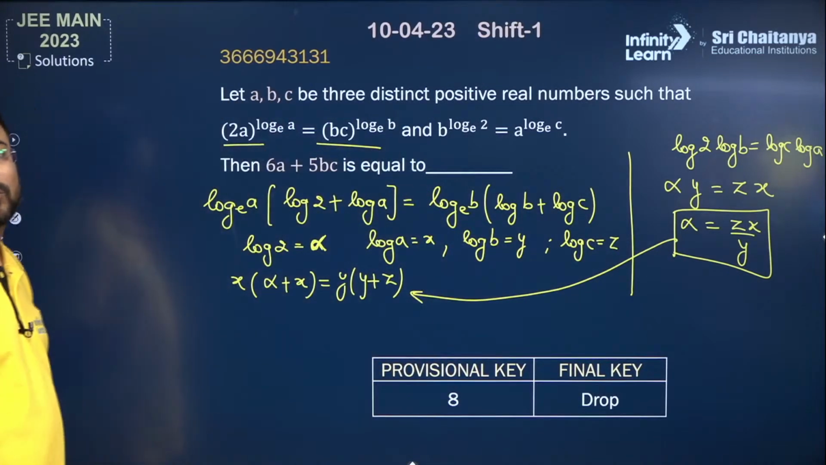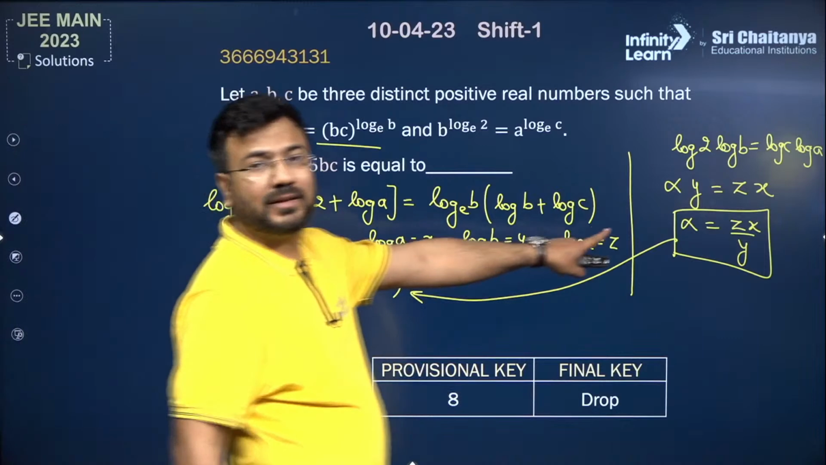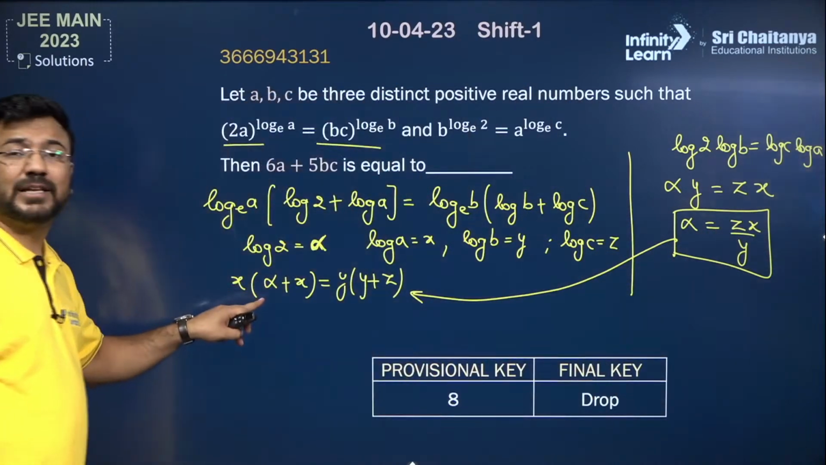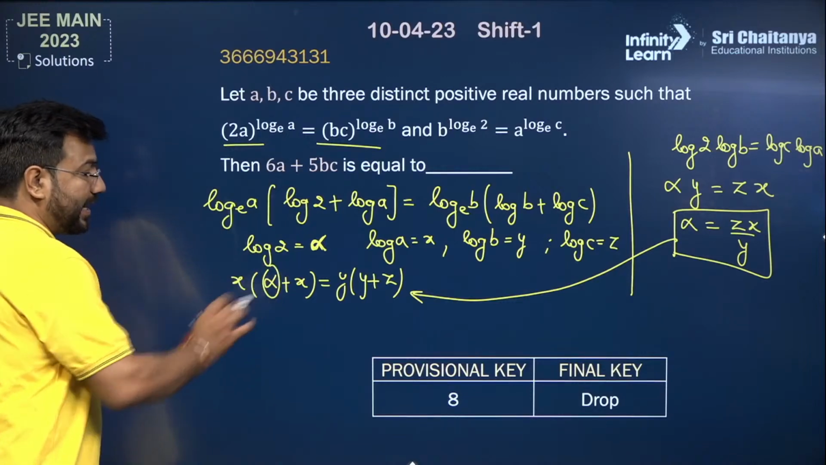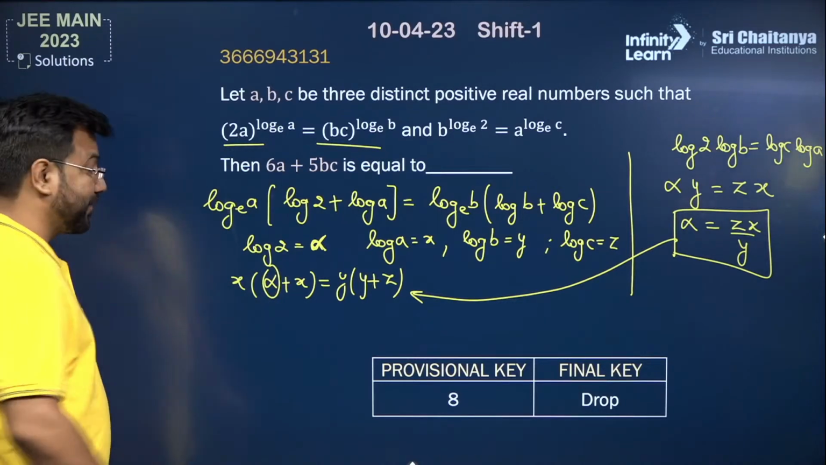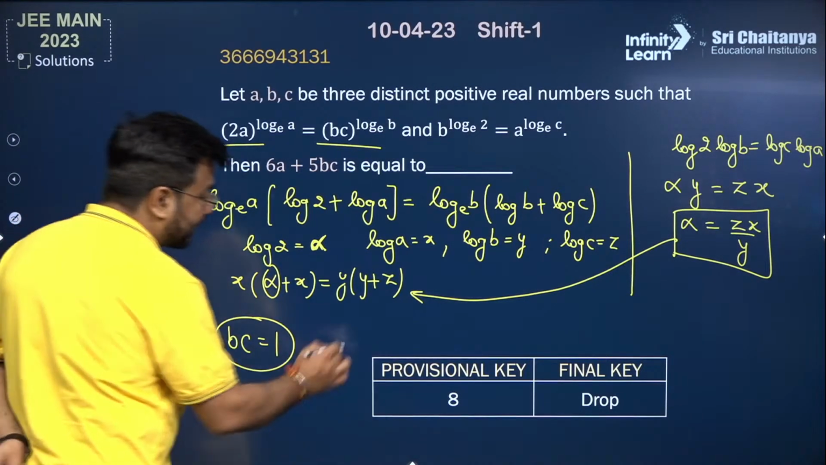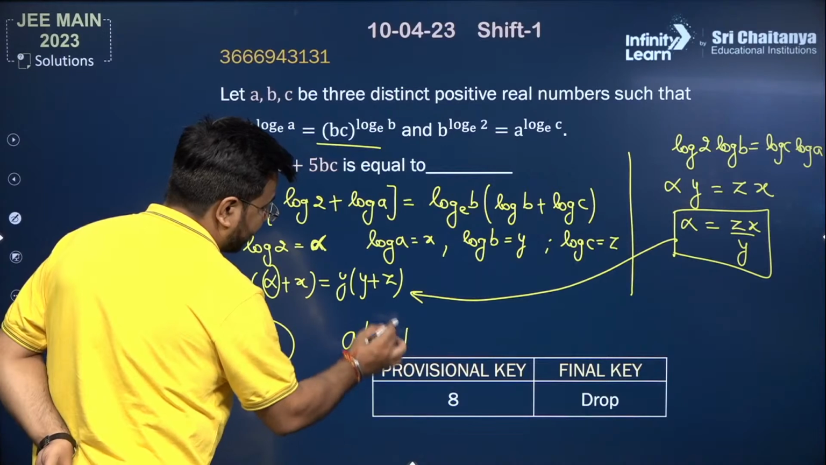Alpha is a constant, log 2 is a constant. I'll place this value of alpha in this equation, that is zx upon y. Once we have placed this value of alpha over here, I will be able to get the results. First result is BC is equals to 1, and the second result is AB is equals to 1.